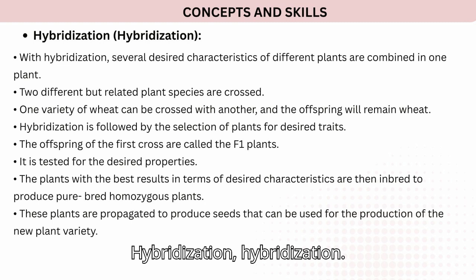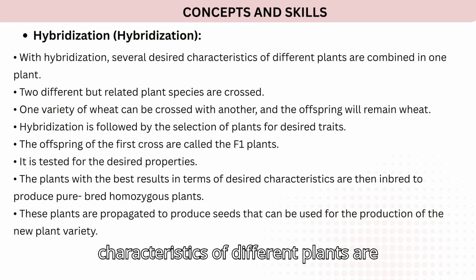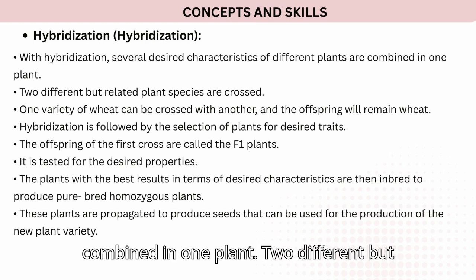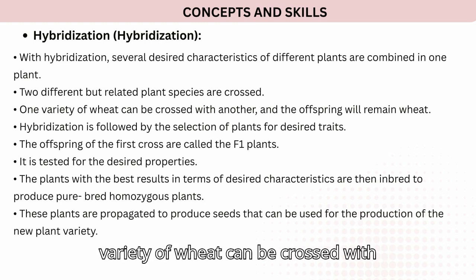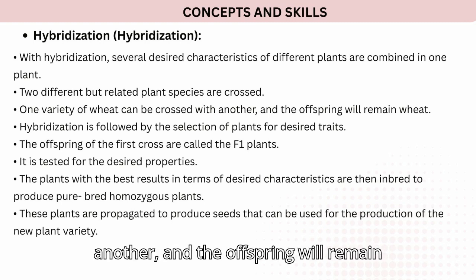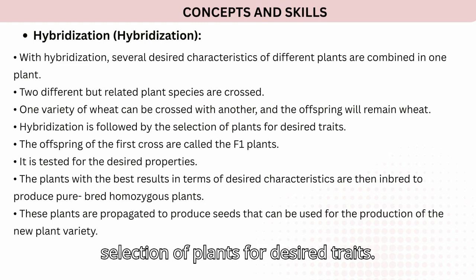Hybridization. With hybridization, several desired characteristics of different plants are combined in one plant. Two different but related plant species are crossed. One variety of wheat can be crossed with another, and the offspring will remain wheat. Hybridization is followed by the selection of plants for desired traits.